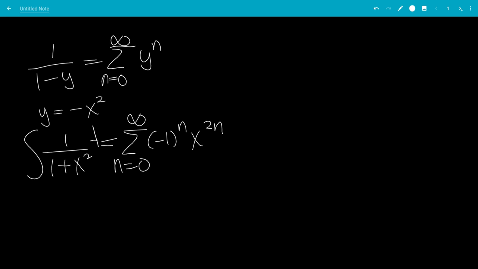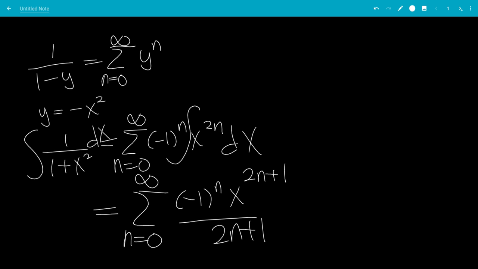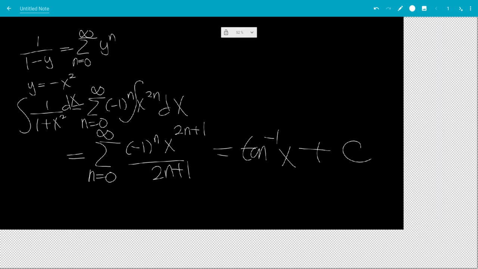So we're going to integrate both sides with respect to x. And you can move the integral inside the sum. So this will be the sum as n goes from 0 to infinity, negative 1 to the n. The integral of x to the 2n is x to the 2n plus 1 over 2n plus 1. And this is equal to the inverse tangent of x. That's the integral of 1 over 1 plus x squared. And you have to add c to the right-hand side.